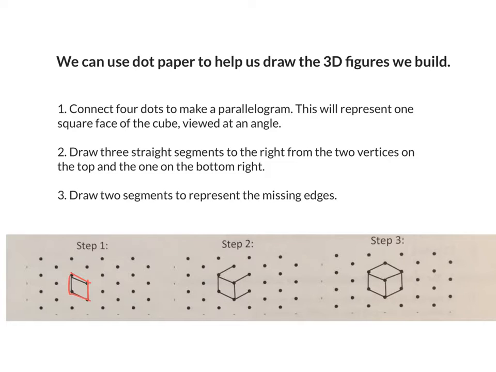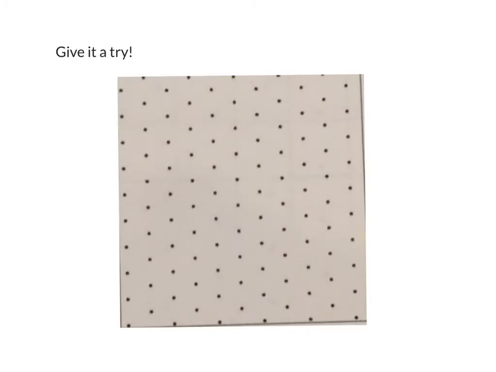Again, you should not be drawing yet at this time. You should be looking. Then, when you have that, remember this is my original parallelogram. Then you draw 3 straight segments going from one dot to the next to represent those 3 edges. See how that works? Okay. Then for step 3, remember we started with our parallelogram. We drew our 3 straight segments from the top 2 vertices. Vertices are the corners, and the one on the bottom right. And then you finish it off by drawing the missing segments, and then you'll have a cube.